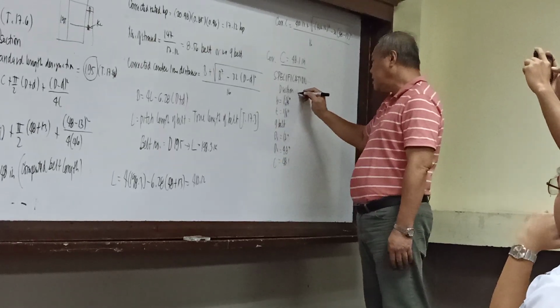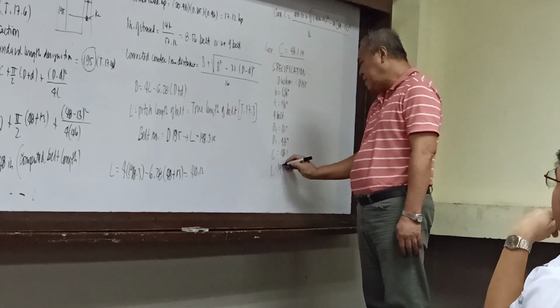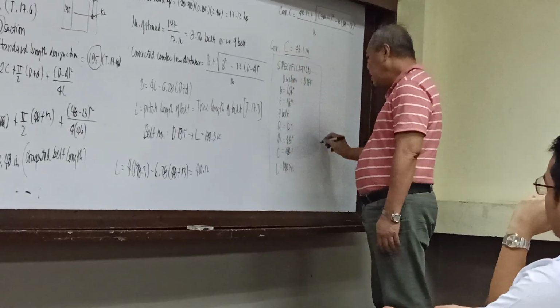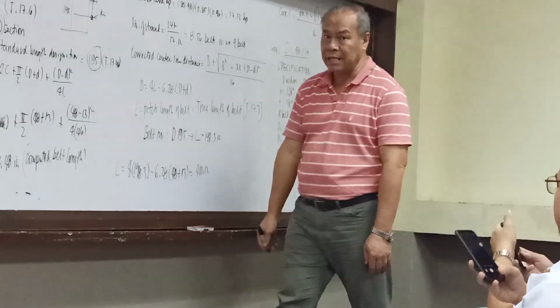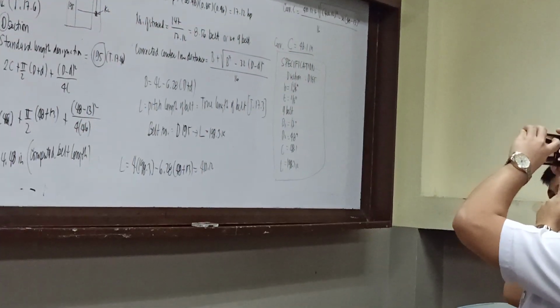You are using now what? A D195. Okay, with a length of 198.3 inches. Okay, so therefore this will be the specification of the belt na gagamitin natin. Okay? So when you specify that, yan na yan lahat. Detail na yan.